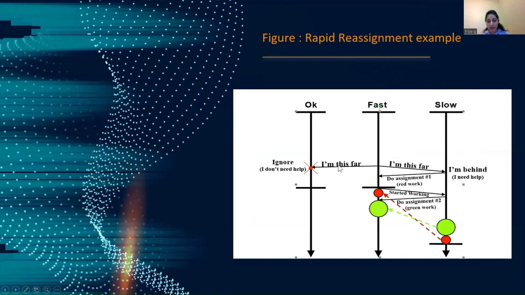The OK column represents a person who is not in need of assistance, indicated by the label ignore, and the fast column represents a person who is making good progress, indicated by the label I'm this far. And the last one, the slow column, represents a person who is behind or struggling, indicated by the label I'm behind. This column only shows that they have started working on assignment 1.